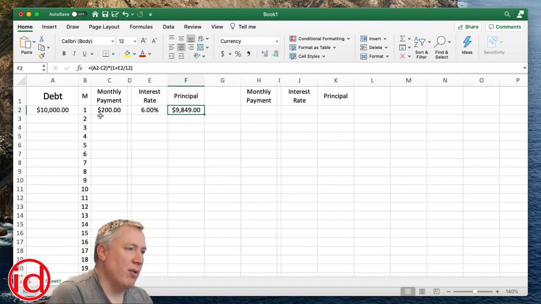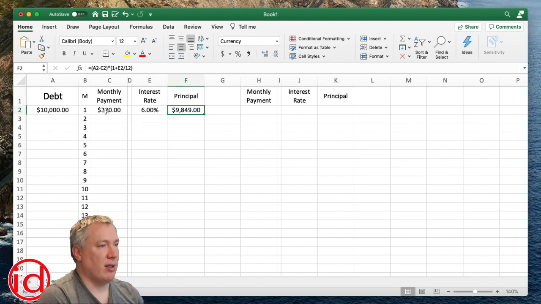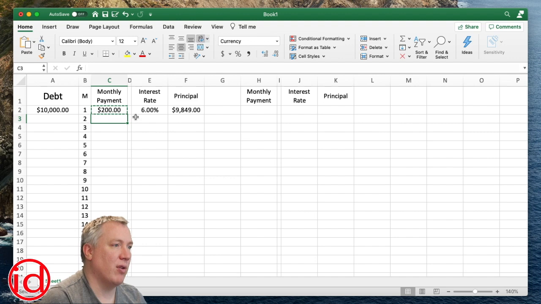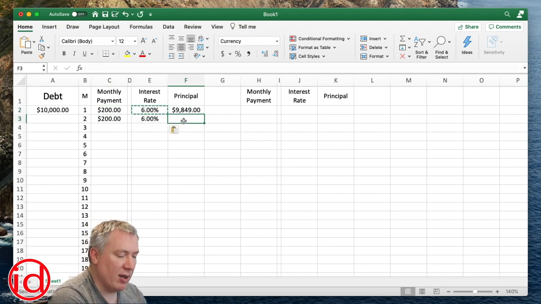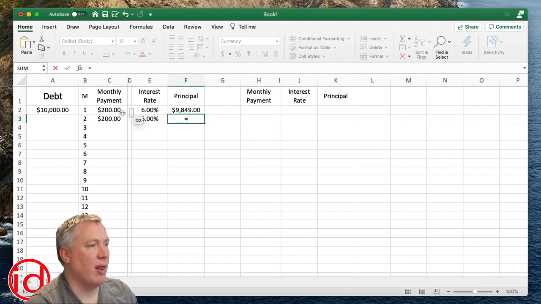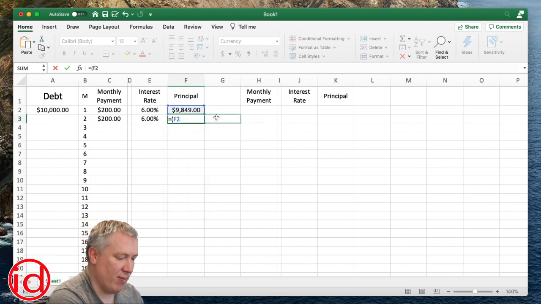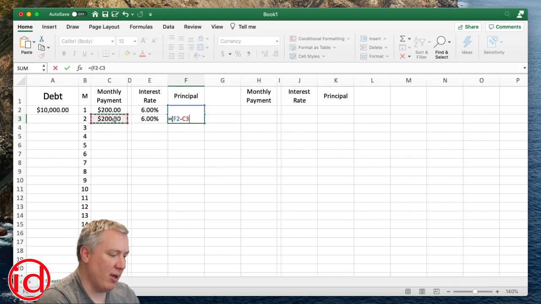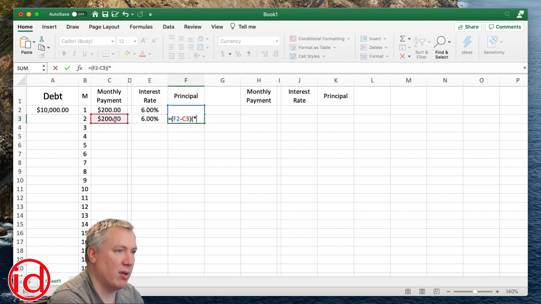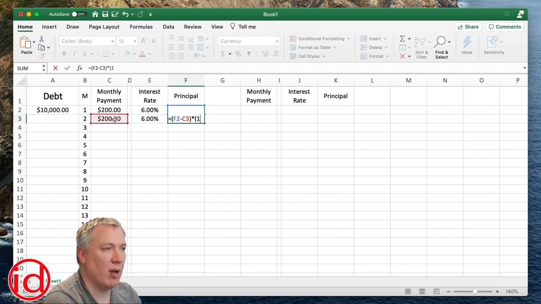And so what I can do then is continue this process. Say I do another monthly payment of $200. Now, instead of it being equals the debt and then that formula, I'm going to start with what I still owe as a principal. It's up here. So equals F2 minus our payment times parentheses 1 plus the rate divided by 12.